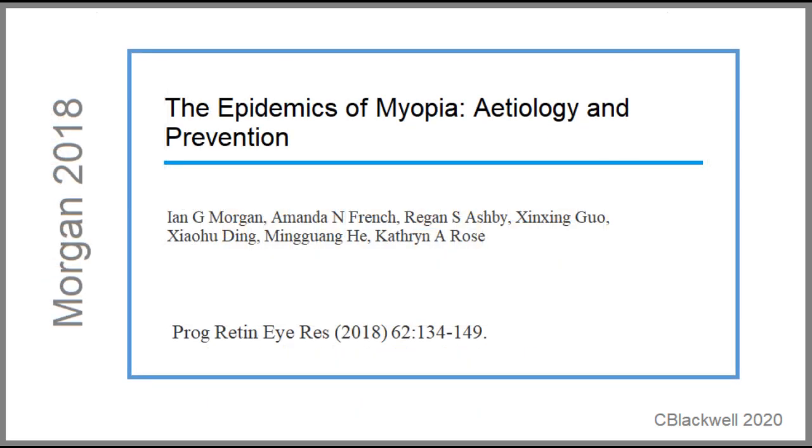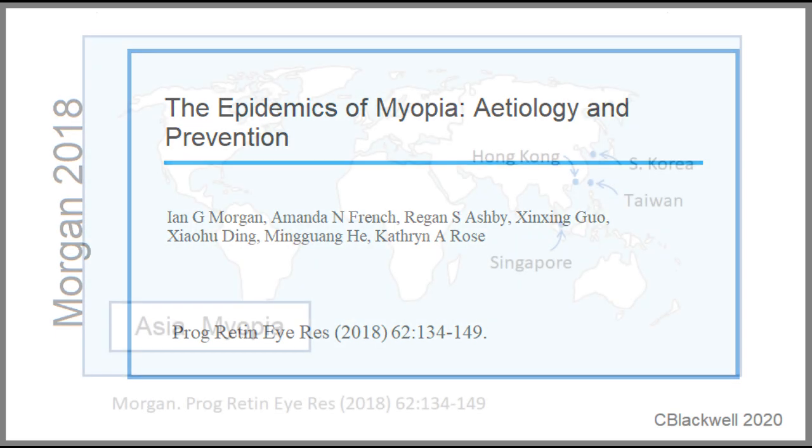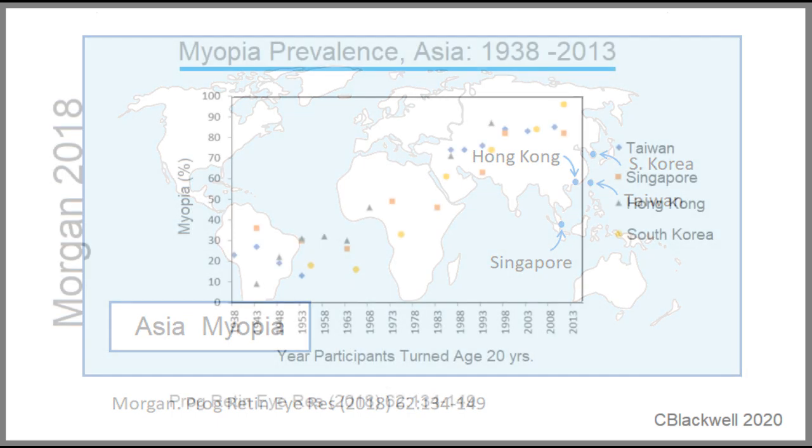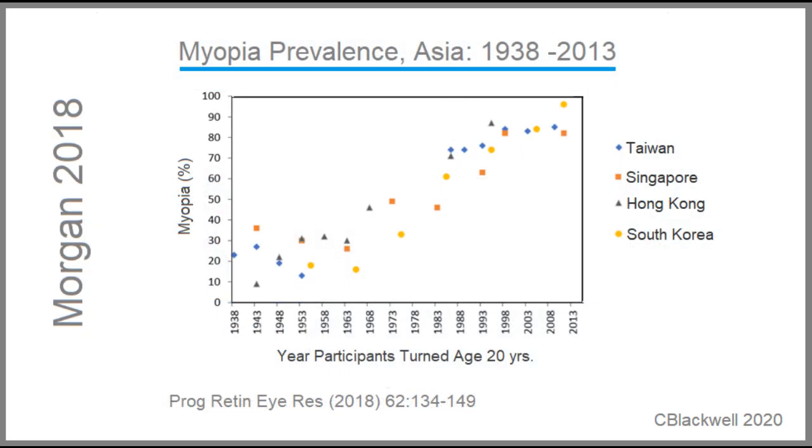In 2018, Morgan and others gave us a 2-part review aiming to put causative factors into perspective. In part 1, they assembled myopia data for these 4 Asian countries back to around 1940. These are the data points. We can connect the dots. Note the great increase in prevalence of myopia from 1940 to the present, reaching 80% or higher. Where did this large increase in myopia come from?